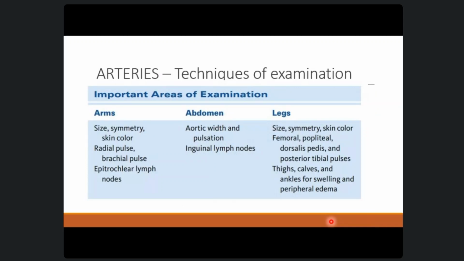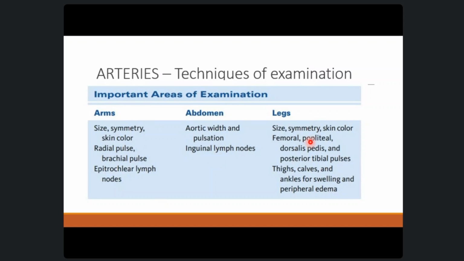So we go now to our PE. This is the techniques of your examination, the important areas of examination. Again, arms, abdomen, and the leg. For arms, check for size, symmetry, the pulses, so radial and the brachial pulse, and your epitrochlear lymph nodes. For the abdomen, pulsations, and include also your inguinal.